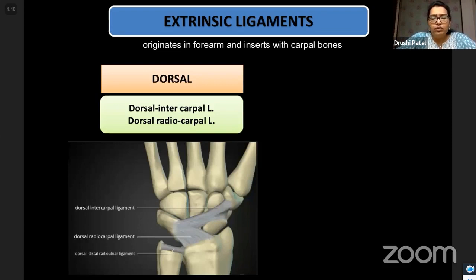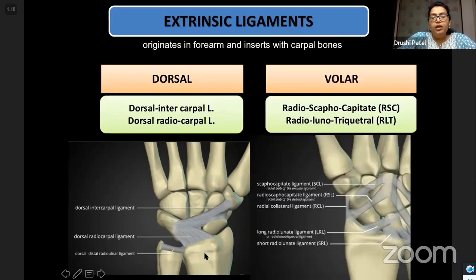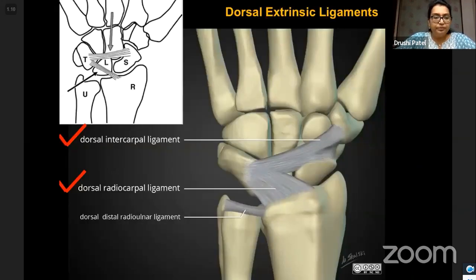There are a lot of ligaments on the dorsal aspect, but only two are important for us, and they can be easily identified on MR: the dorsal intercarpal ligament and the dorsal radiocarpal ligament. On the volar aspect, there are multiple ligaments, and we'll see one after the other. Of these, two to three ligaments are important. So first, let's start with the dorsal part.